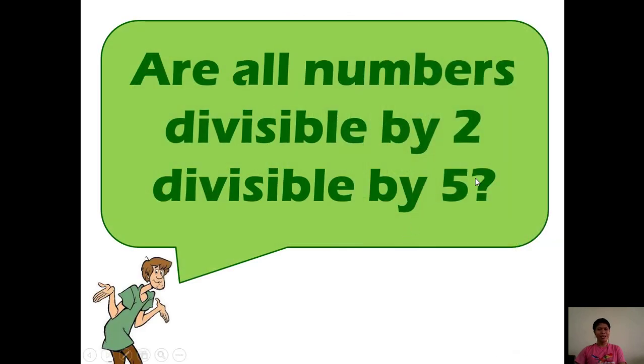Okay. Let's take a look at these logic questions. Are all numbers divisible by 2 also divisible by 5? Yes or no? Okay. So not all numbers divisible by 2 are divisible by 5. For example, 18 is divisible by 2, but it is not divisible by 5. But there are some numbers like 10, 20, 30, 40. Those numbers which end with 0 are divisible by 5 and divisible by 2 also.